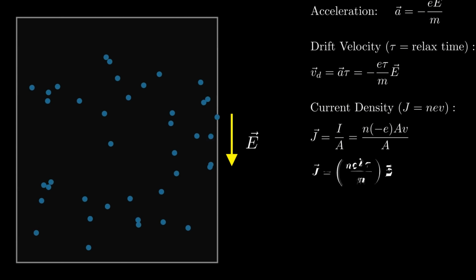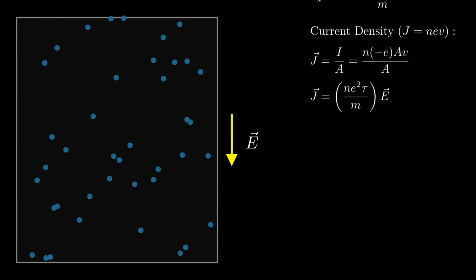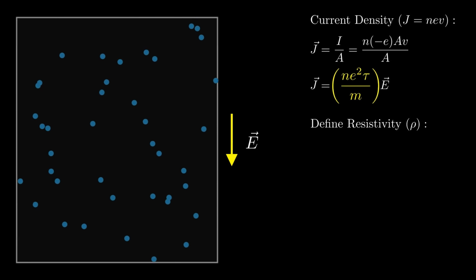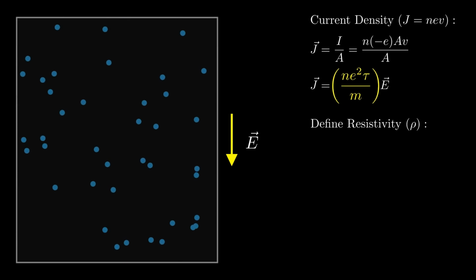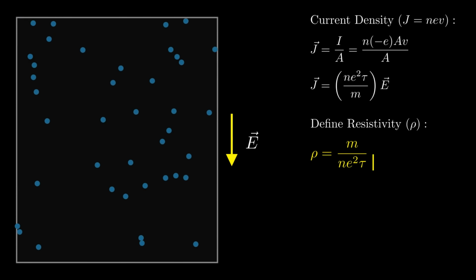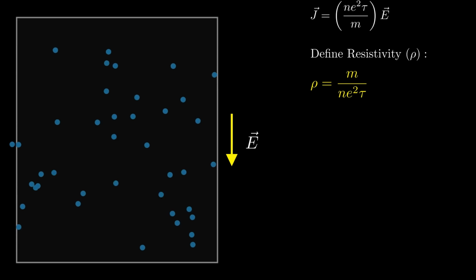Notice that J is directly proportional to E. This leads us to the heart of the concept. The term in the brackets depends entirely on the material's property: electron mass, density, and scattering time. The inverse of this term is what we call resistivity, ρ. ρ equals mass divided by n e squared tau.